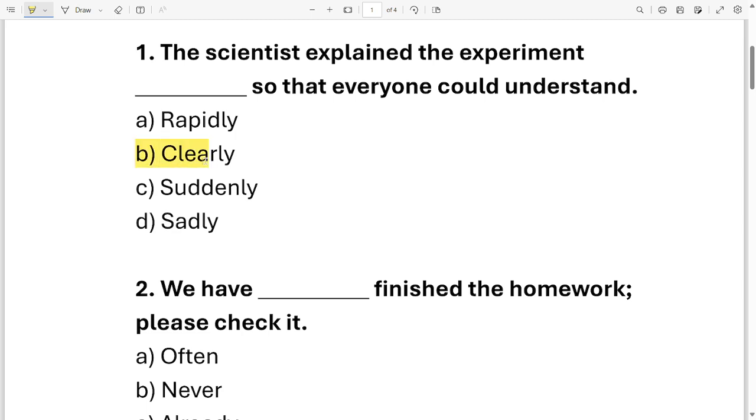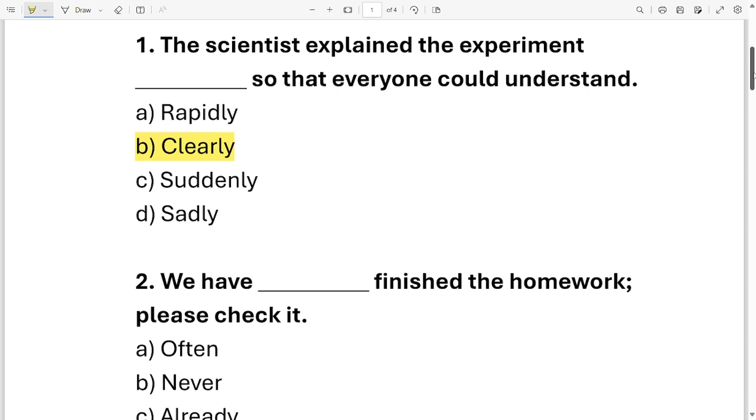And the correct option is option B. Clearly. The scientist explained the experiment clearly so that everyone could understand. Okay, let's move to the next question.